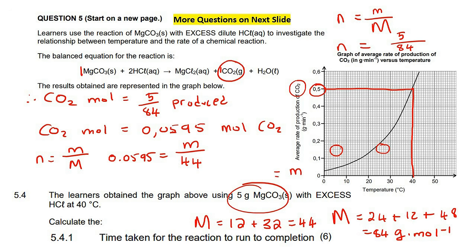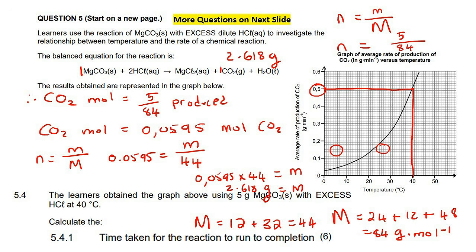And so if you had to get the mass alone, you would say 0.0595 multiplied by 44, and that would be 2.618 grams. So think about this carefully. We know that we have produced 2.618 grams of CO2. They tell us over here, if we work at 40 degrees, that the CO2 production will be 0.5 grams per minute. So that is the rate of this reaction. The rate is 0.5 grams per minute.